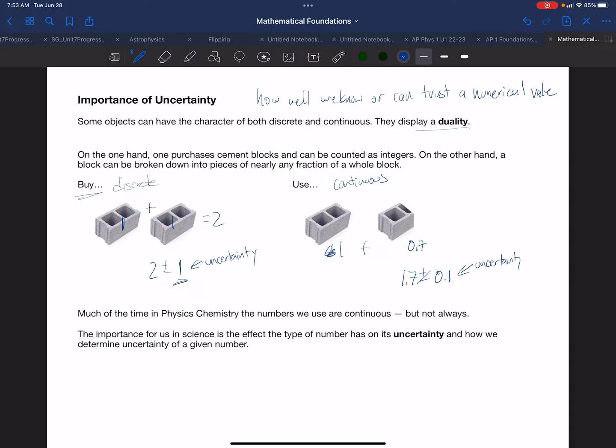So what we said at the beginning of this slide is that the importance of knowing the difference between discrete and continuous in science has to do with identifying and quantifying the uncertainty, how well we know something. Now, it does turn out that much of the time in physics and chemistry, the numbers we use are continuous, but not always. And it depends on the subtopic we are looking at in physics and chemistry.